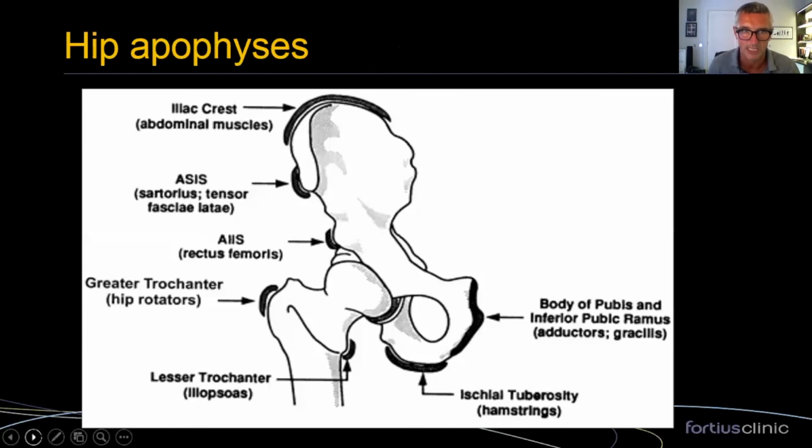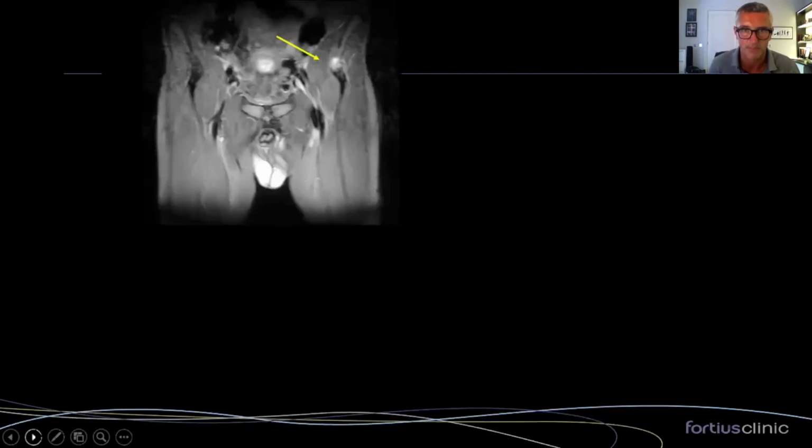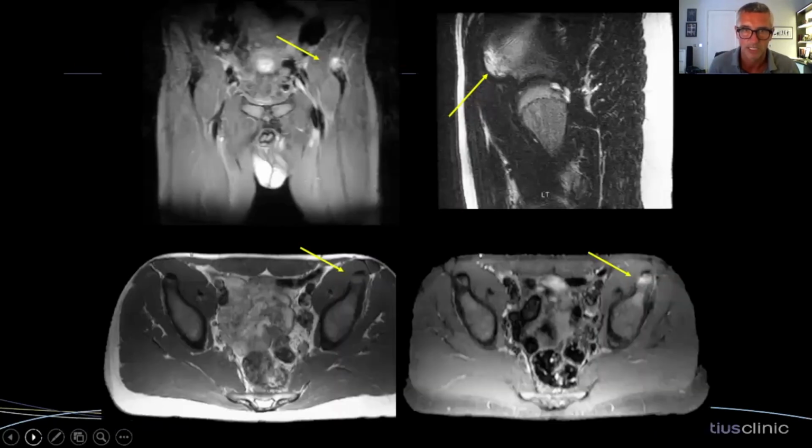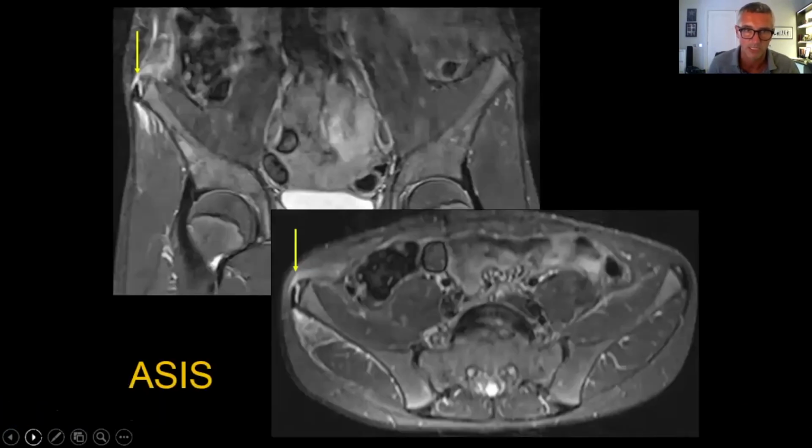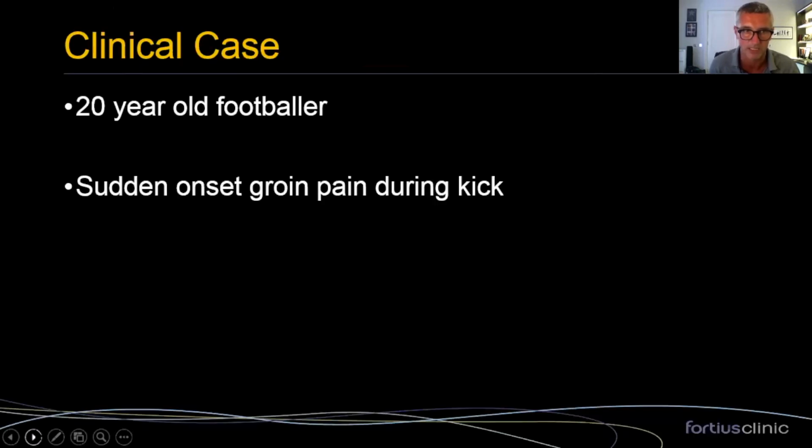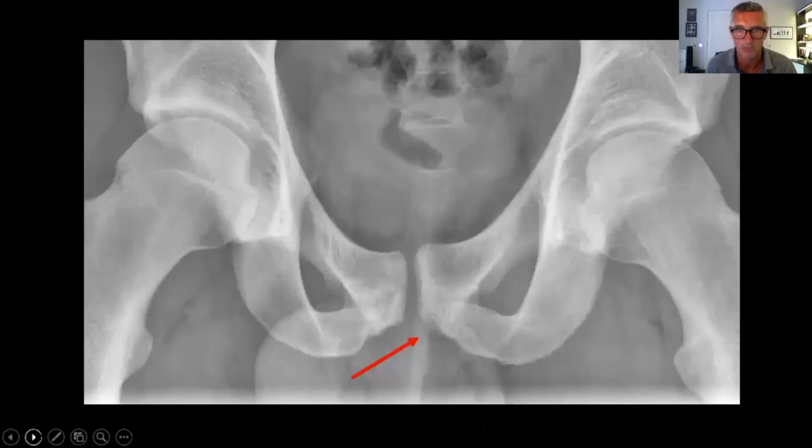This is the young athlete. All of these parts of their body get ripped off because they're not mature enough to cope with the loads put upon it. So there's the anterior inferior iliac spine. That's a rec fem injury. That's a very common injury in adolescent footballers. This is the anterior superior spine, which is for sartorius and TFL, and then the anterior abdominal wall, but AIIS is quite common. ASIS is actually more common.